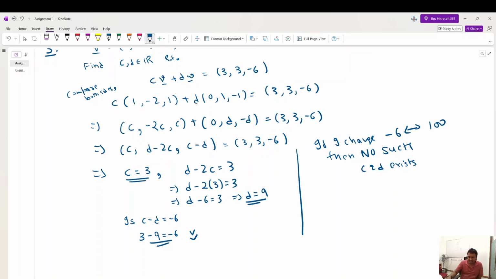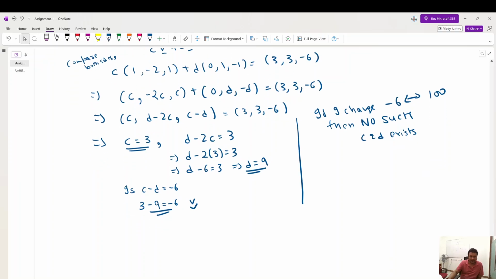So what is the value of C and D? We can write finally, your answer is C equal to 3, D equal to 9. Nice, no? Okay, very nice. Let us proceed to the next problem.